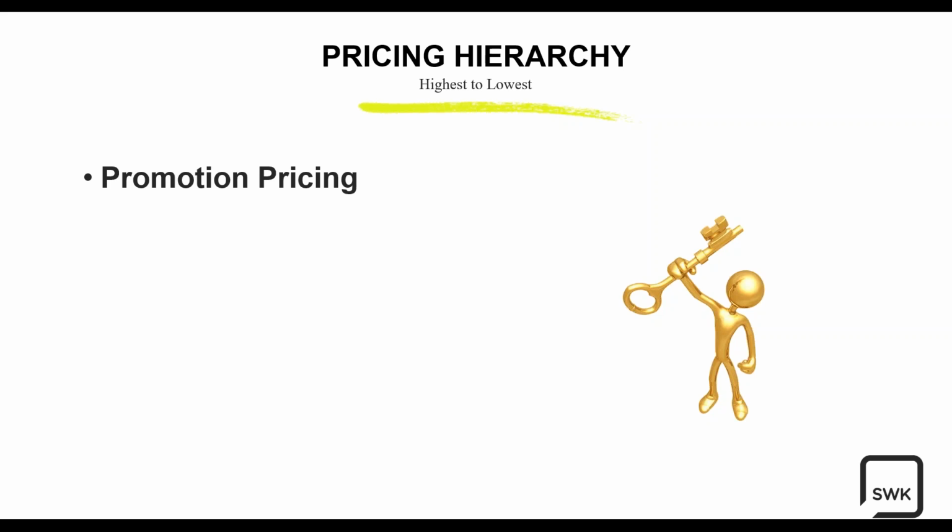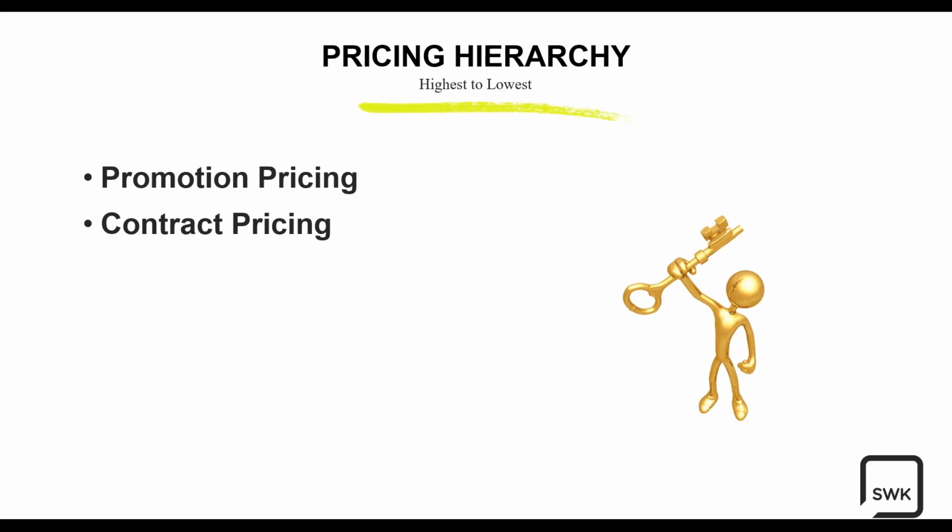So when you go into sales order, it's automatically going to calculate the price that it should be of the item. And then it's going to start looking at these items in the hierarchy. So it's going to look at promotion pricing first. If there's nothing in promotion pricing, it's going to go on to the next thing. So the next one is contract pricing. And when Sage says contract pricing, they mean customer-specific pricing. So a customer price schedule can be set up in item maintenance by clicking the More button and choosing pricing. So that's what we're talking about there.